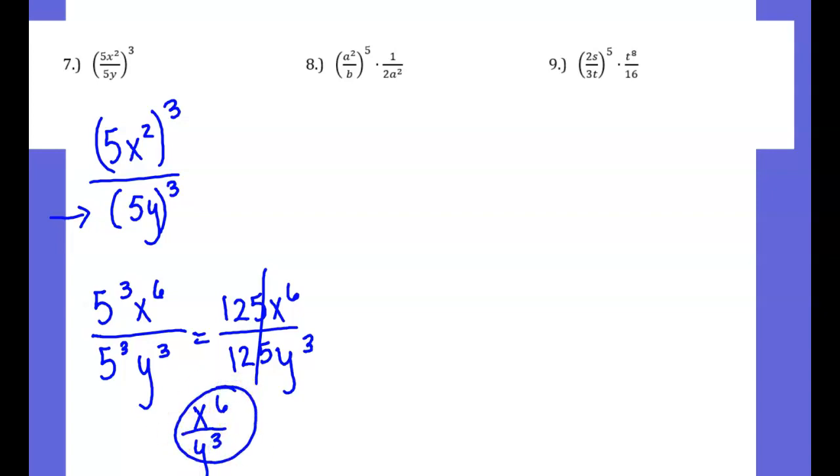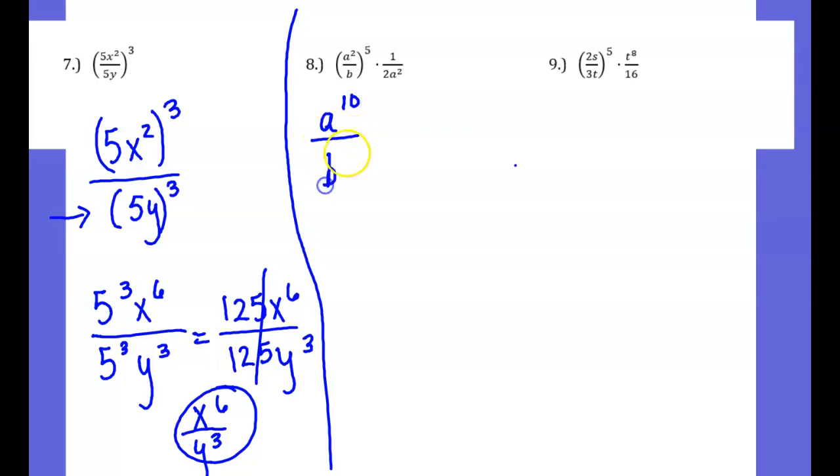Okay, so that would be for number 7. All right, number 8, let's look at this. Our numerator would be a to the 10th. The denominator would be b to the 5th. We're multiplying it by 1 over 2a squared.